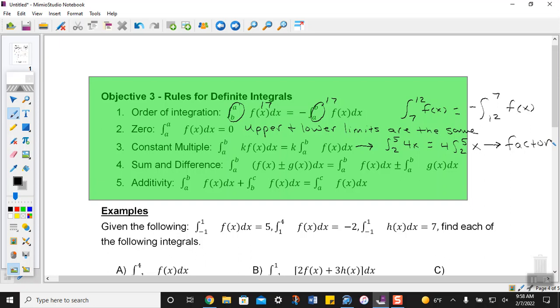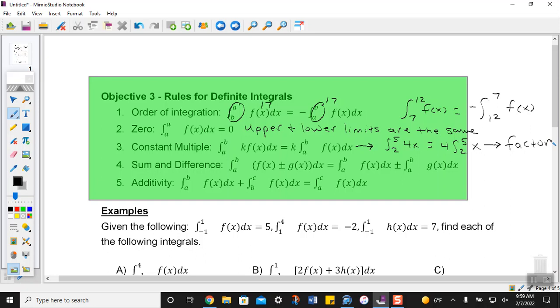If I really wanted to, I could turn the top one into the following. Isn't there a bunch of addition going on in my function here? This could be the integral from 0 to 6 of 3x squared, plus the integral from 0 to 6 of 9x, plus the integral, and I don't know why you would do this, but you could. Just know that these mean the same thing, so that's sum and difference.